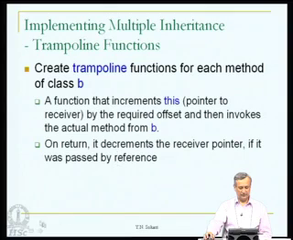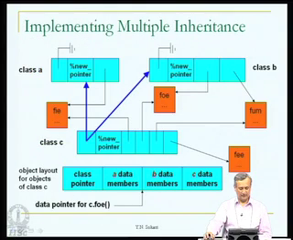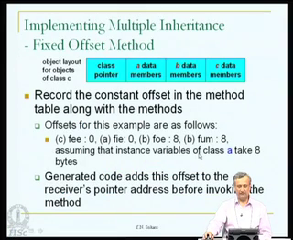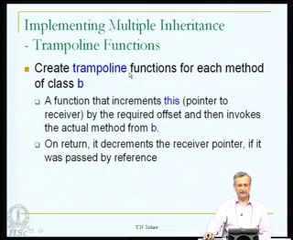So, this was actually adding this offset. Whatever offset I showed here, this 8 was added; an instruction was generated to add this offset to the receiver's pointer address and then call the method. The other is what is known as a trampoline function. We create a trampoline function for each method of class B. For example, a function that increments this pointer, that is the pointer to the receiver, by the required offset and then invokes the actual method from B. So, we were doing it by an explicit instruction. Now, we have a special function that increments the pointer by the required amount and then invokes the actual method from B.